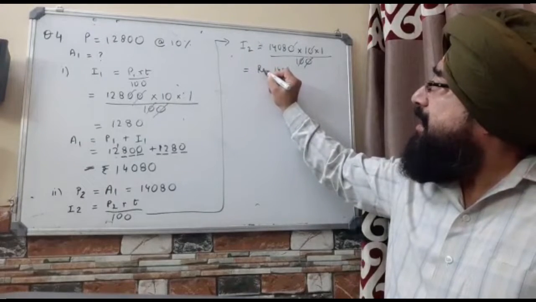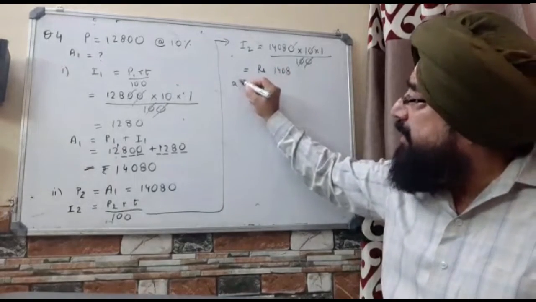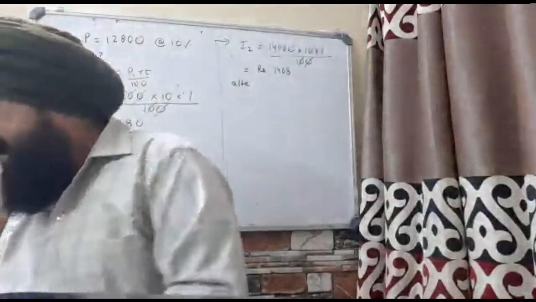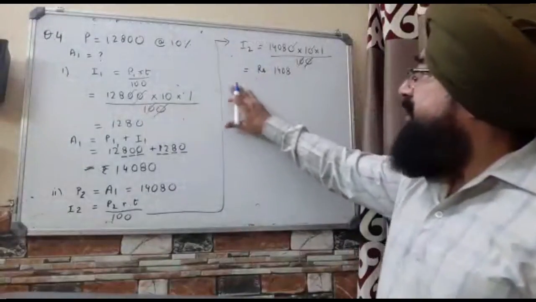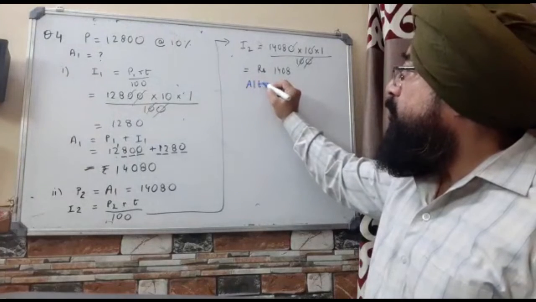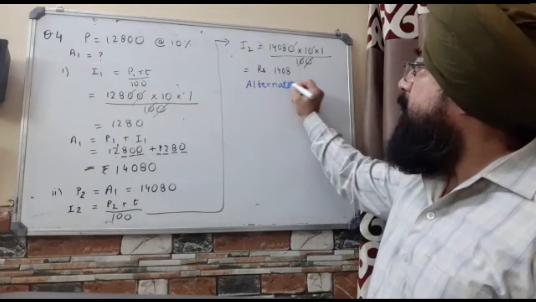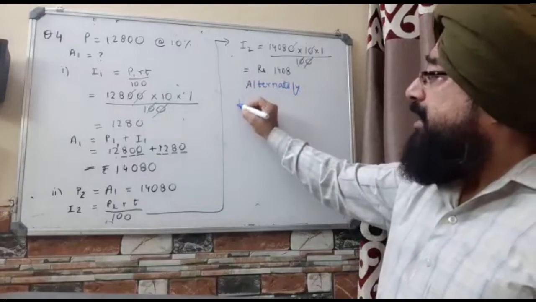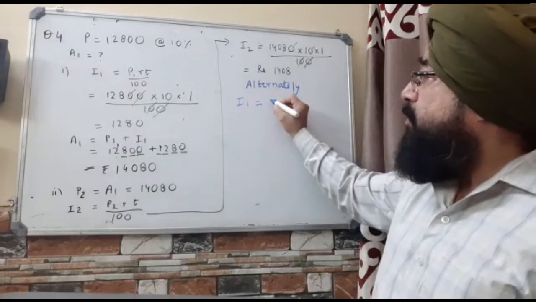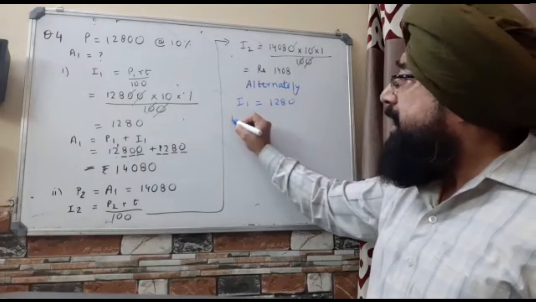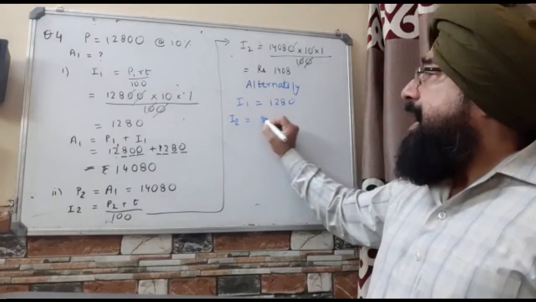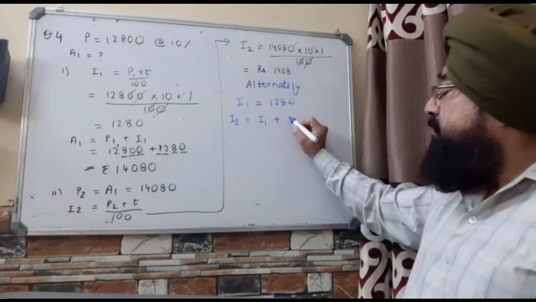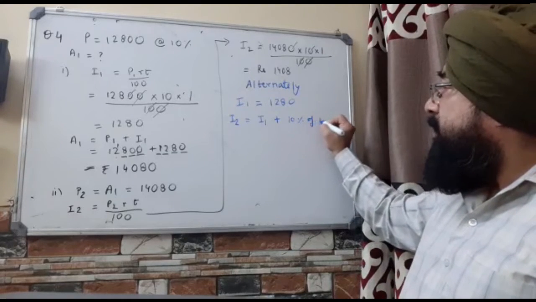Now I will say that alternately what you could have done, and because I am in the process of teaching you this, I want you to know this, that alternately you could have also calculated it. You know that your I1 is 1280. So what can be your I2? I2 is nothing but I1 plus 10% of I1.